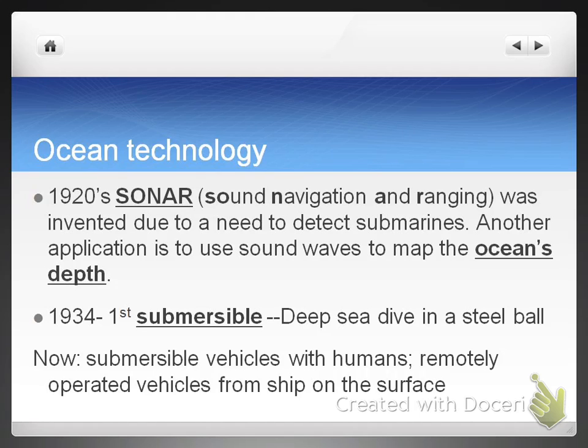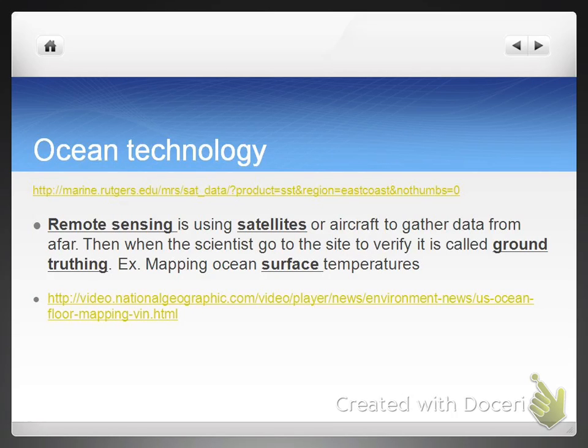1934 was that first submersible. And now, as I showed you in the pictures a few minutes ago, we have remotely operated ones, and we have vehicles where humans go down and study.